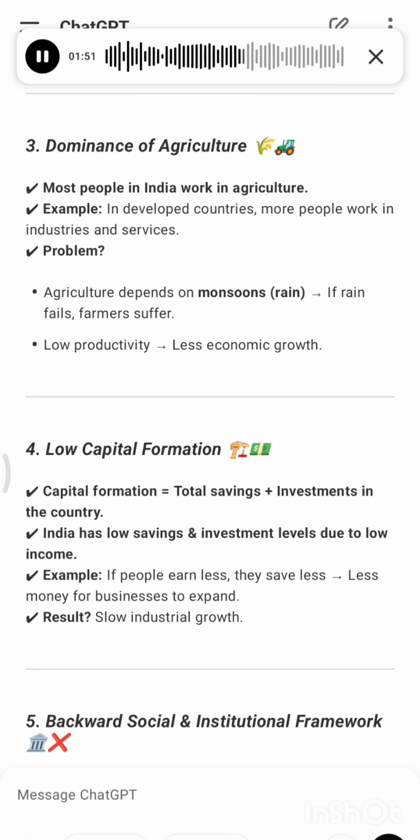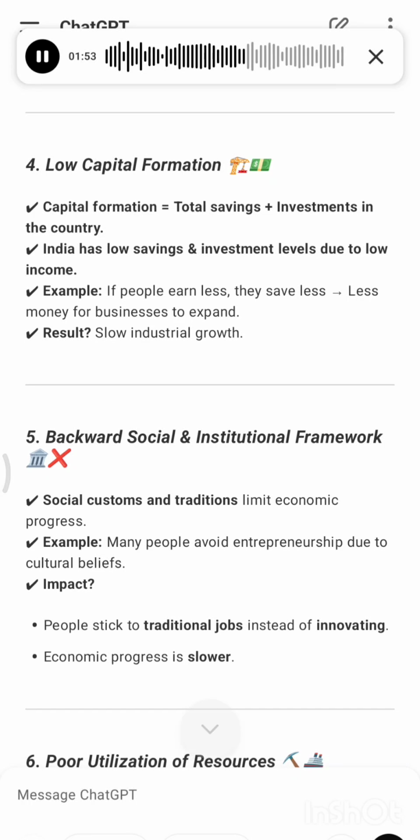5. Backward social and institutional framework. Social customs and traditions limit economic progress. Example, many people avoid entrepreneurship due to cultural beliefs. Impact: people stick to traditional jobs instead of innovating. Economic progress is slower.